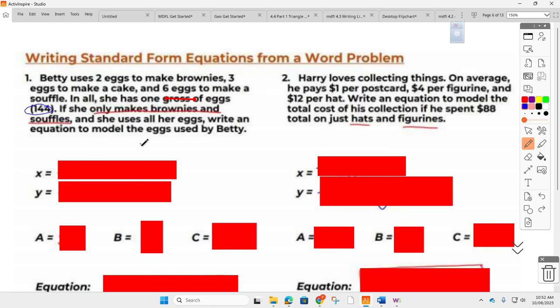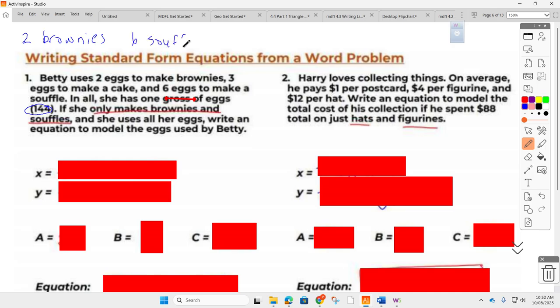So for me, when I'm doing this, I'm like, okay, that sounds like a hot mess. They use this word I don't know. Okay, I figured out what that word is. So now I'm going to make myself a little mess. She uses 2 eggs for brownies. Everything's about the eggs, so I'm not even going to write the word egg. And she uses 6 eggs for souffle. Does that make sense to everyone?